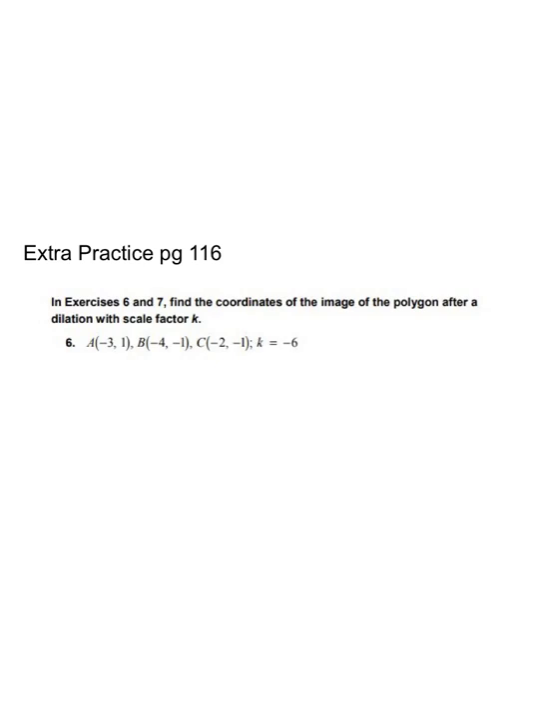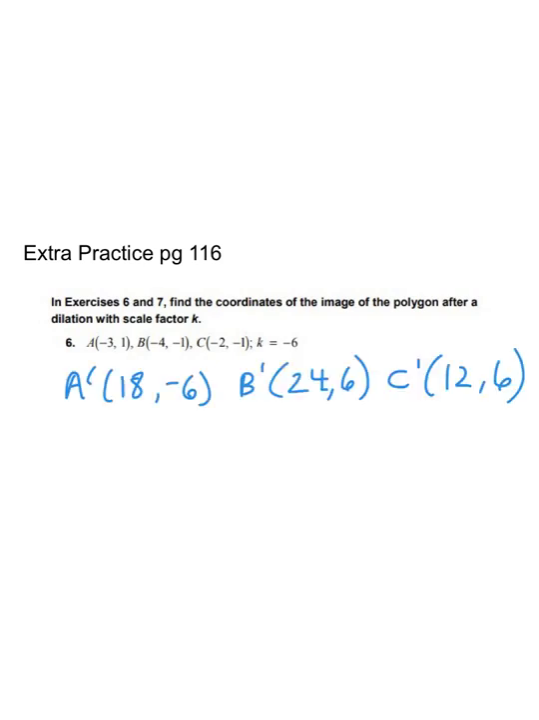All right, check out the next question on page 116. This one, we actually don't have to graph anything. It just asks you to find the coordinates of the image. So this is really similar to what we just did. Here's the scale factor. You're going to take this, multiply every single number here by -6 to get A prime, B prime, and C prime. Please pause the video. You guys try it, and I'll show you the answer in just a second. All right, here's what you should have gotten.